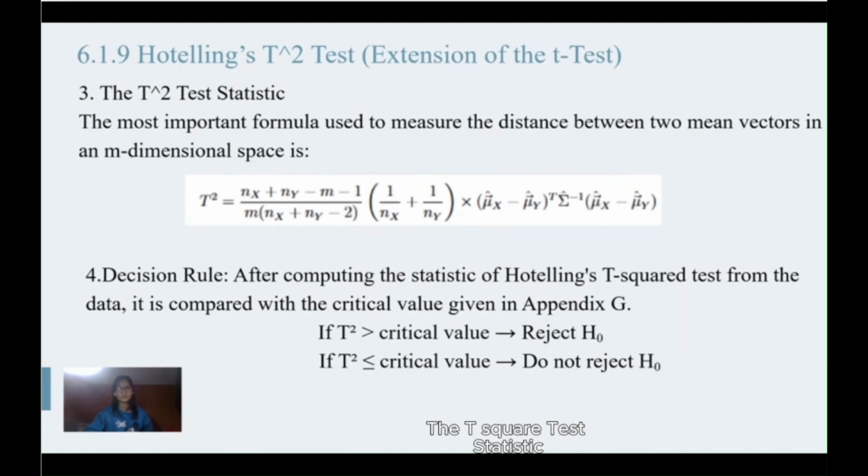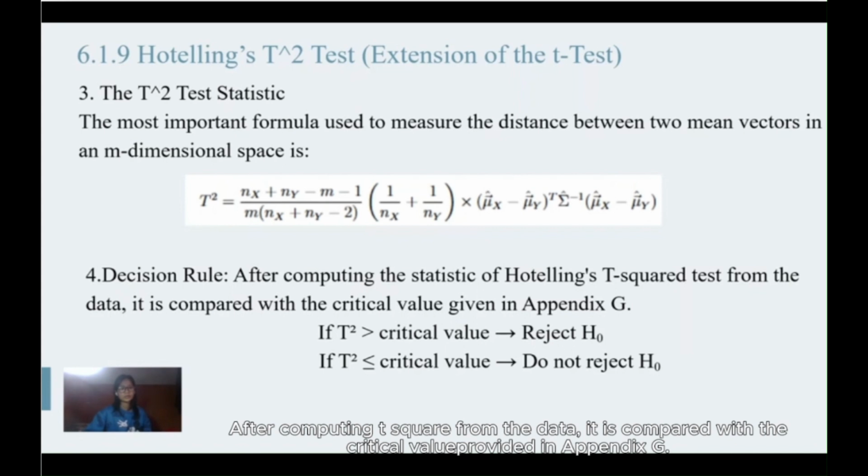With the T-square test statistic, the most important formula is used to measure the distance between two vectors in the dimensional space. This formula comes with a decision rule: after the computed test statistic from the data is compared with the given value, it is printed.